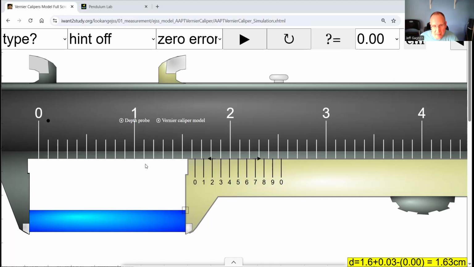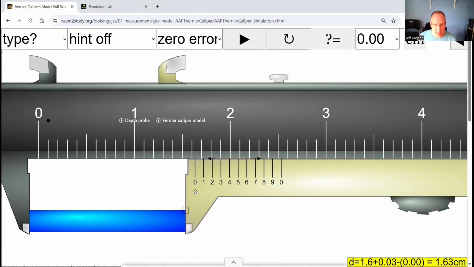Or you can think of it as 1.0, 1.1, 1.2, 1.3, 4, 5, 6. So it looks like the zero is past the 1.6, but not quite 1.7. In fact, it's a little bit less than halfway between 1.6 and 1.7. So we know it's going to be 1.6 something.